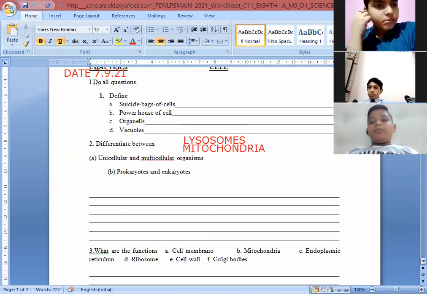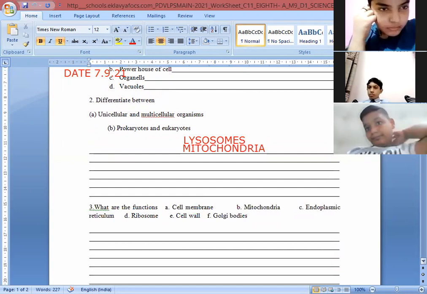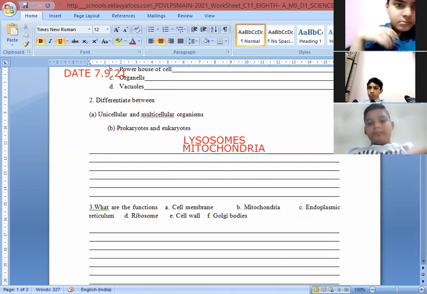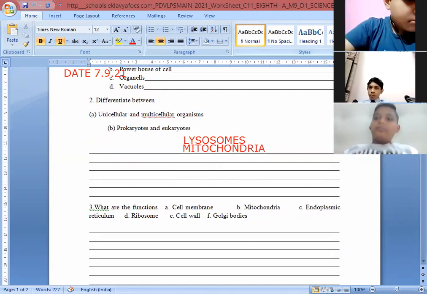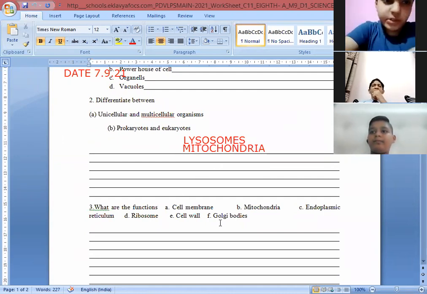Next, you have to write down the functions of these: cell membrane, mitochondria, endoplasmic reticulum, ribosomes, cell wall, and Golgi bodies. Children, I am giving you 5 minutes, kindly write down the functions of all these. Hurry up.